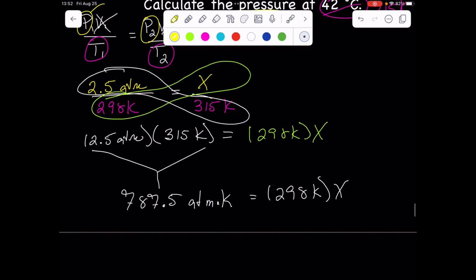Now we need to get the X by itself. Since 298 K X means we're multiplying 298 K times X, we do the opposite of multiplying, which is dividing. So I'm going to divide both sides by 298 K.